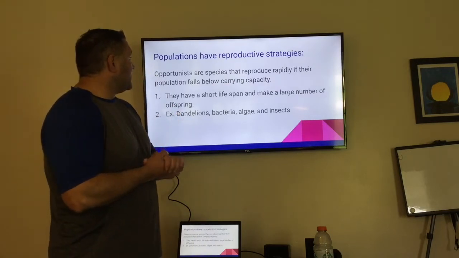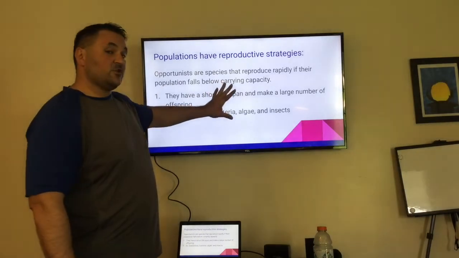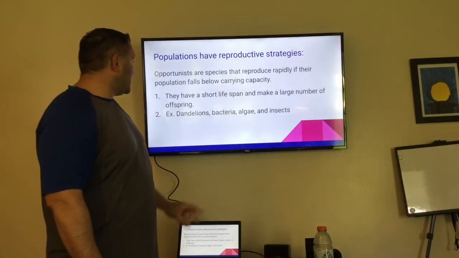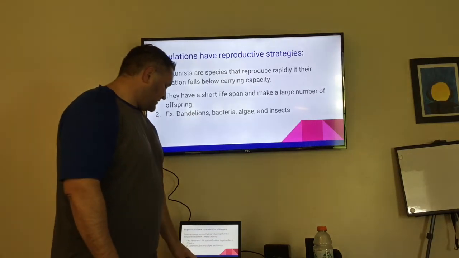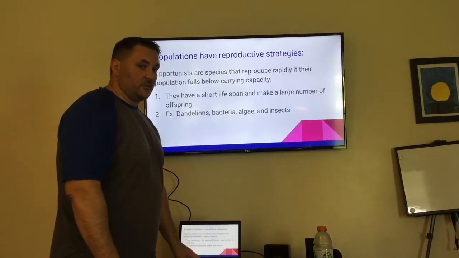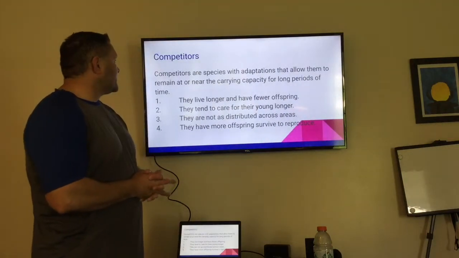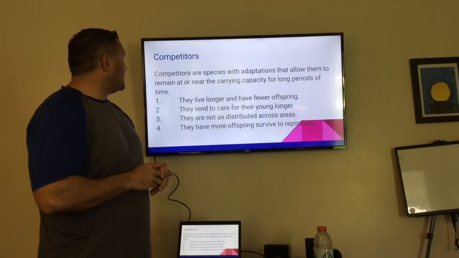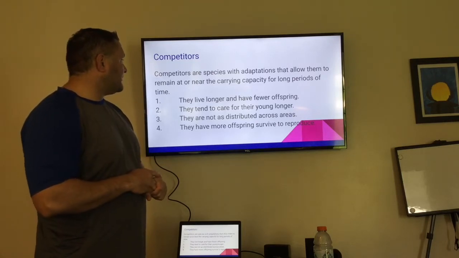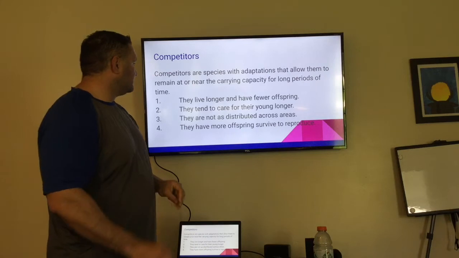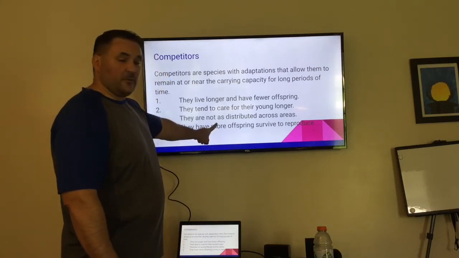Populations have different reproductive strategies. These opportunists, they live very, very short, but can reproduce very, very quickly. This is the time of year for dandelions, bacteria, algae, mosquitoes. You'll see swarms and swarms of mosquitoes and bees this time of year. Competitors are species with adaptations that allow them to remain at or near carrying capacity for longer periods of time. They live longer and have fewer offspring. They also tend to take care of their offspring longer.